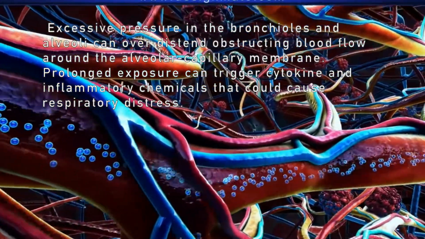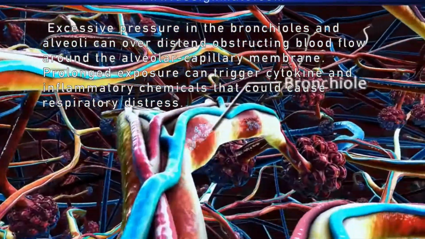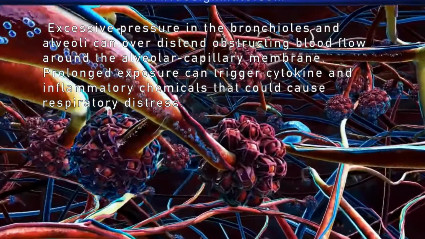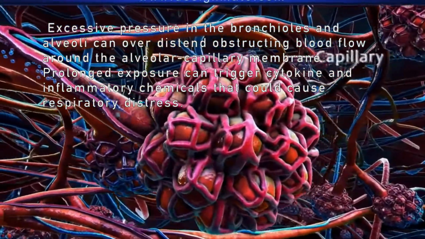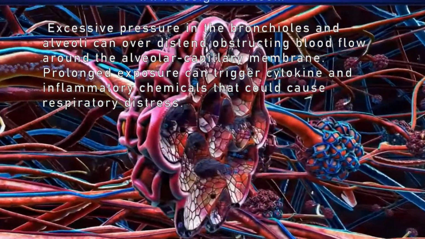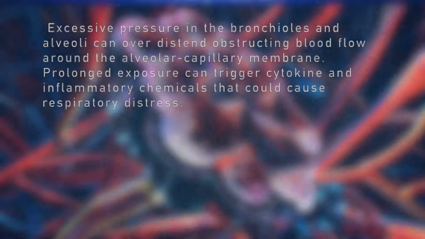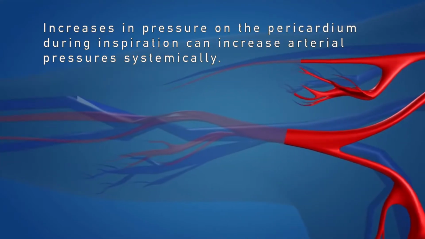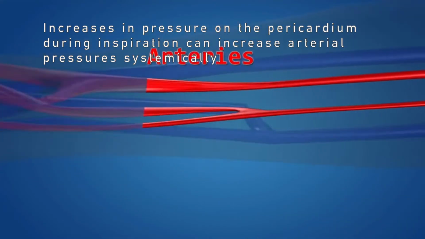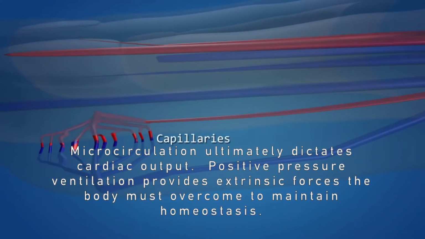Excessive pressure in the bronchioles and alveoli can overdistend and obstruct blood flow around the alveolar capillary membrane. Prolonged exposure can trigger cytokine and inflammatory chemicals that could cause respiratory distress. Increases in pressure on the pericardium during inspiration can increase arterial pressures systemically. Microcirculation ultimately dictates cardiac output.